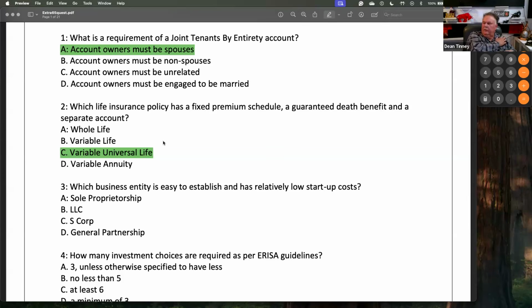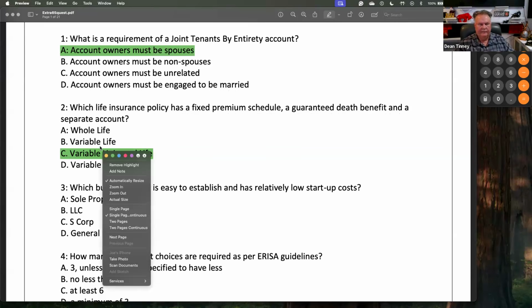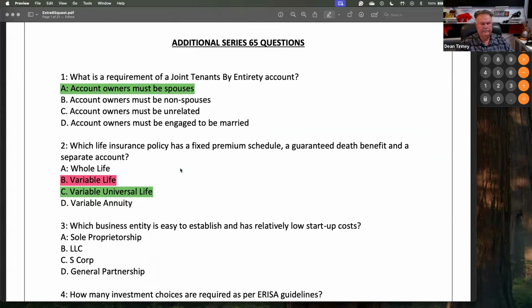We were correct on number one and wrong on number two. It's B, variable life. Okay. All right, what business entity is... This number three, by the way, is very testable.